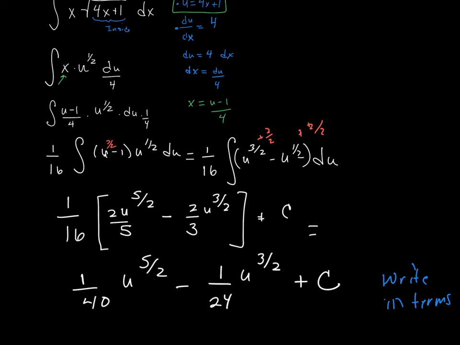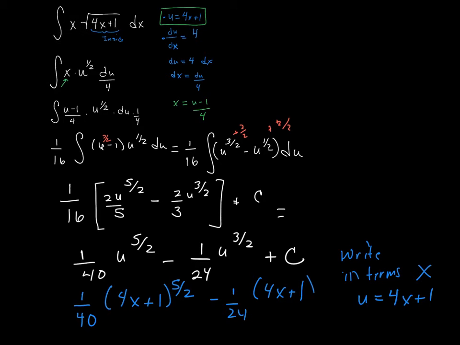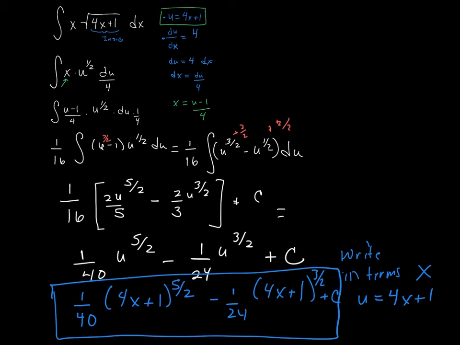I'm sorry, I said in terms of u, but we want to get rid of u, and we have to write the final answer in terms of x, and we know that u is equal to 4x plus 1 from above, so make sure you plug that back in. So you should get 1/40 times 4x plus 1 to the 5 halves minus 1/24 4x plus 1 to the 3 halves plus your constant. And that would be the final answer for that.